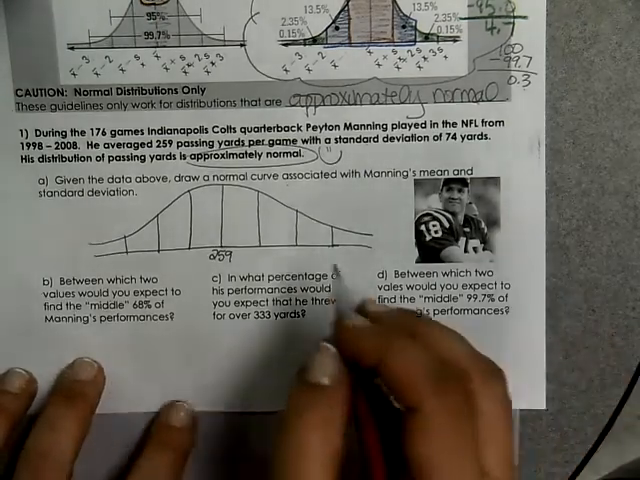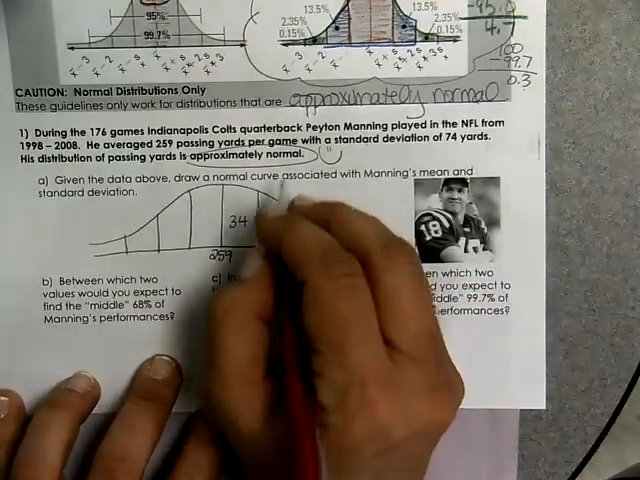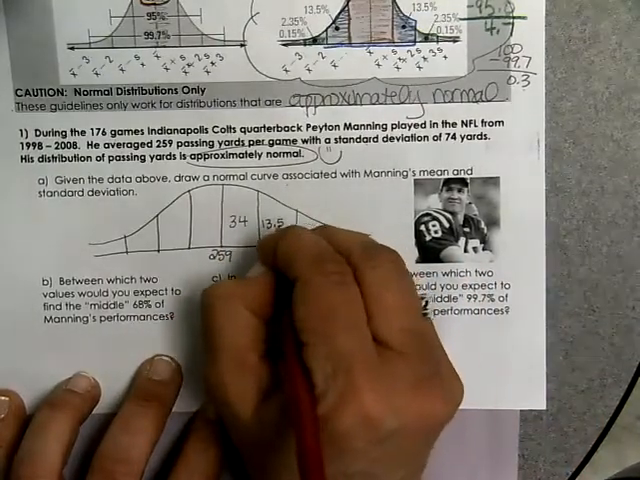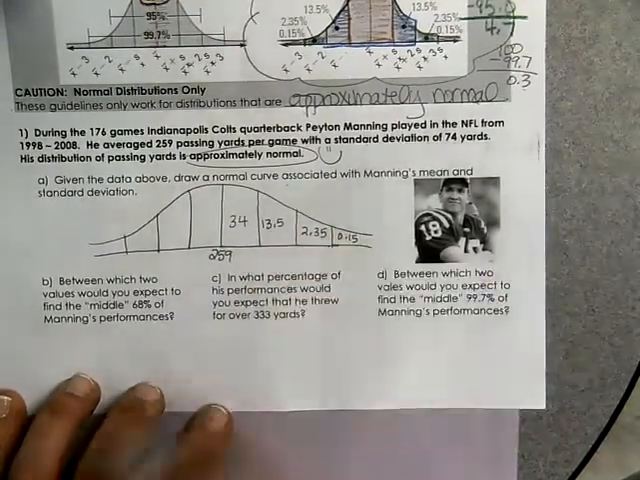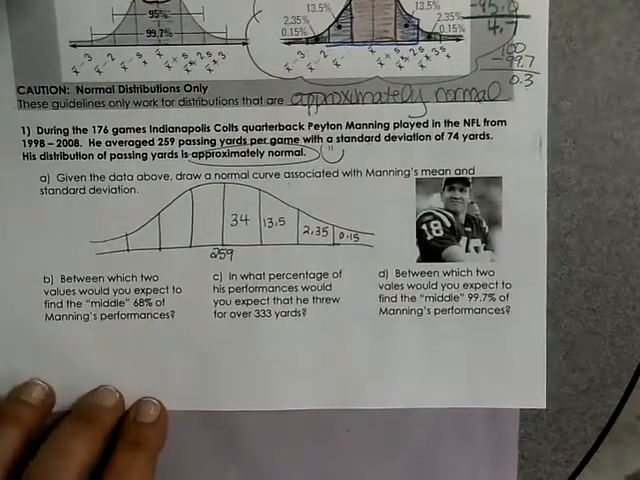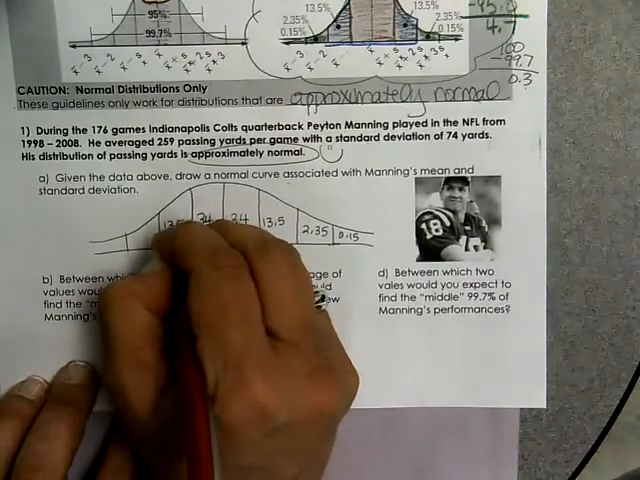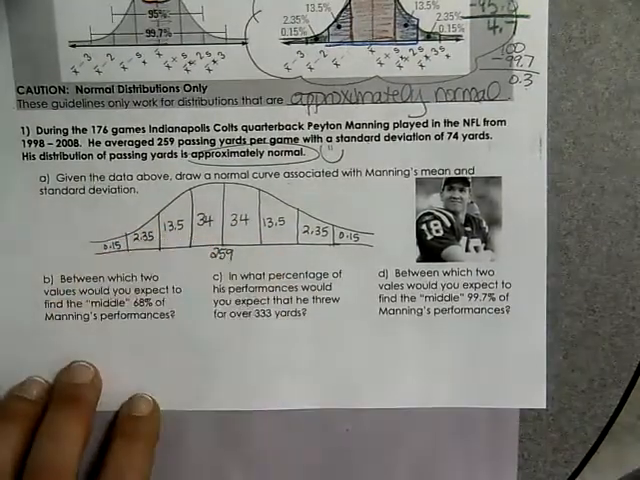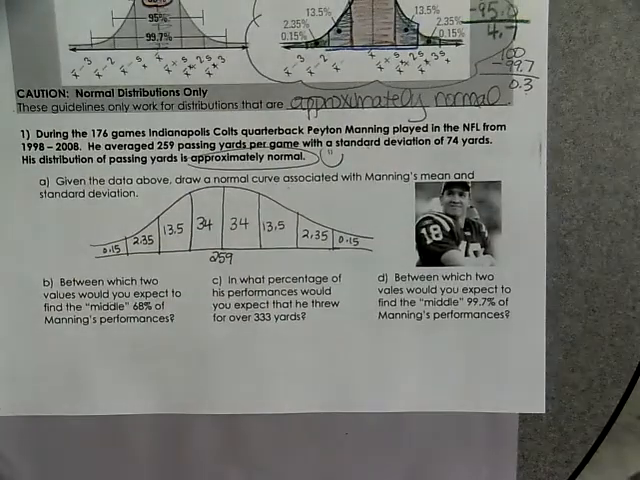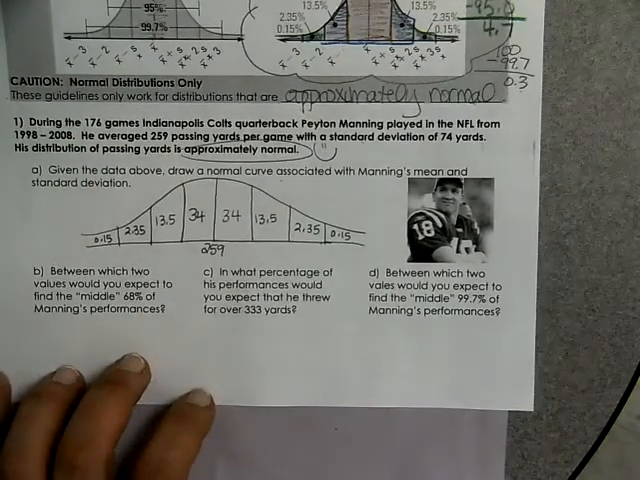And then I would fill in the percentages. The percentages go in the middle here. 34%, 13.5%, 2.35%, and 0.15%. And if you memorize half of it, then you can just copy them over to the other half. So those percentages are something that you should draw on your graphs in your homework to help you memorize what those are.